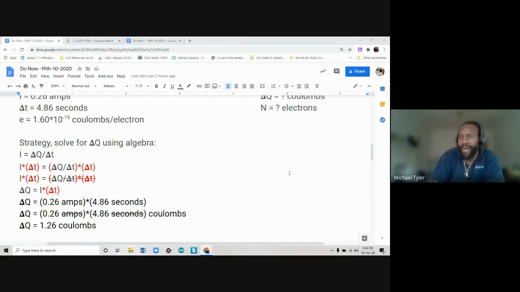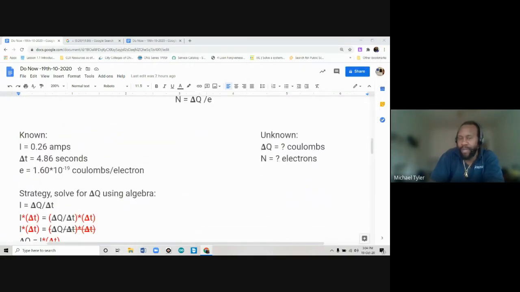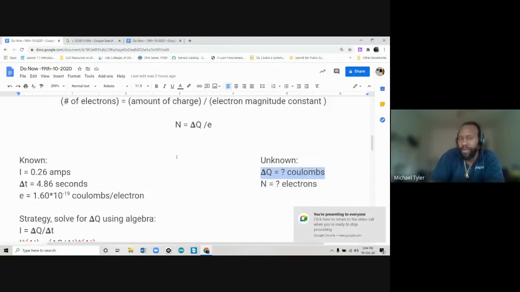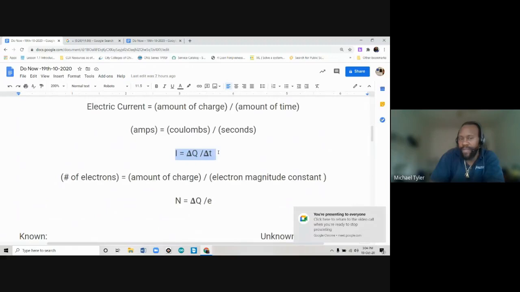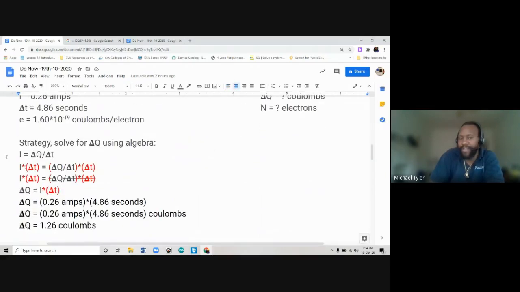And why am I saying get delta Q by itself? Because that's one of our unknowns, if you see here, right? So the equation originally had this. We wanted to get delta Q all by itself using algebra.